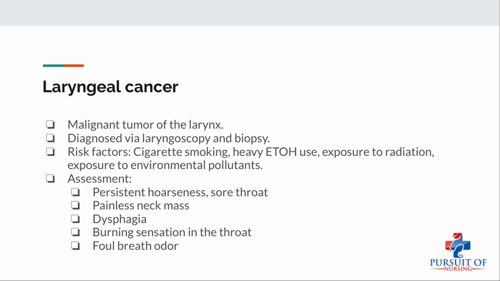So, interventions may include a partial or total laryngectomy. So, with a total laryngectomy, a tracheostomy is placed, which is a permanent airway opening. And in that situation, the trach is known as a laryngectomy stoma.